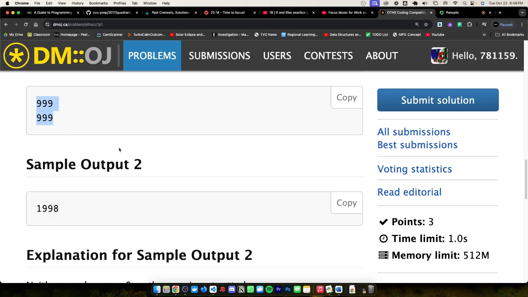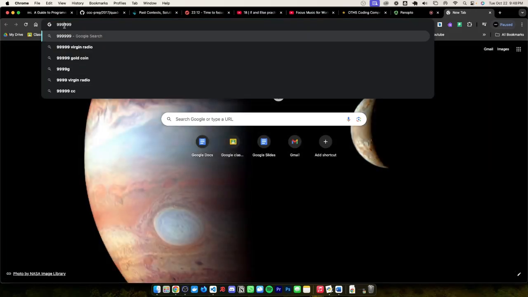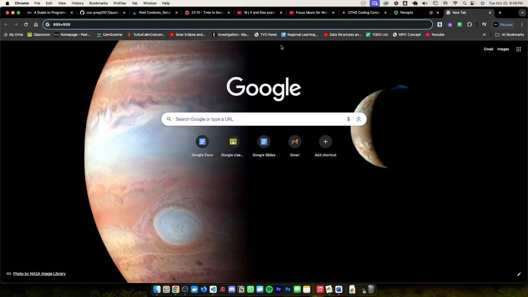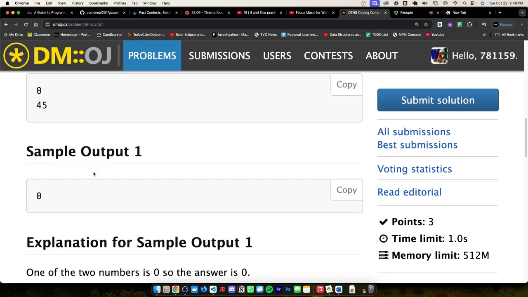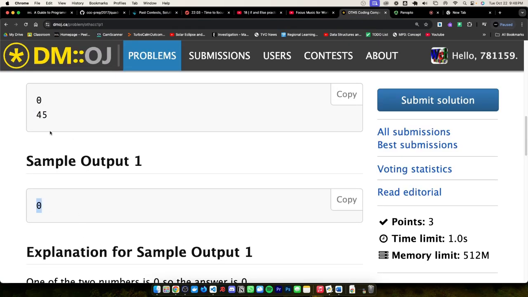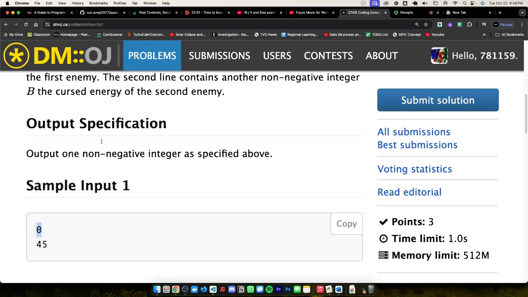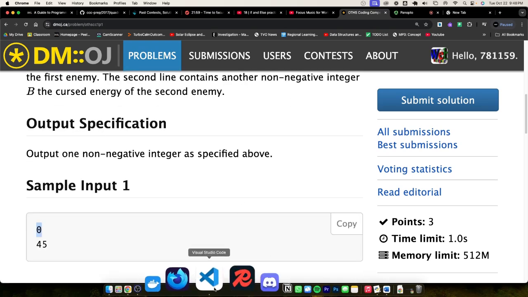So if I take both of these digits and I just add them up, you can see I get that output. But in this case, I get 0 because one of the energy levels is 0. Okay, let's do this question.